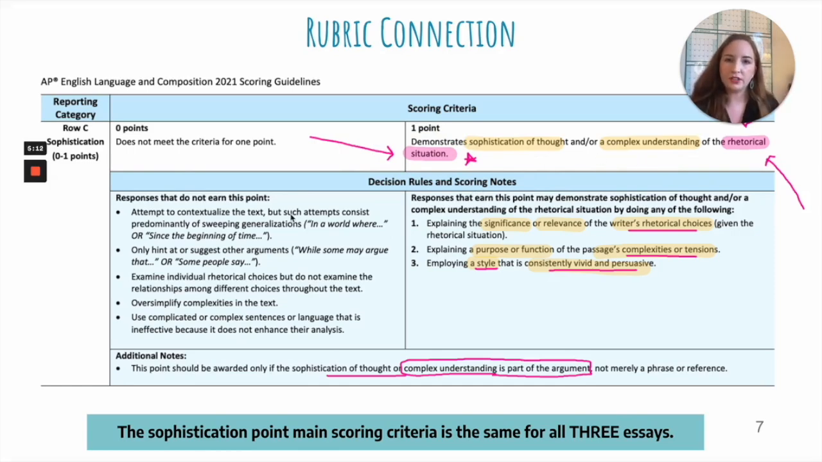More specific parts of the sophistication point include analyzing and explaining the significance and relevance of the writer's rhetorical choices, also explaining the purpose or function of the passage's tensions and complexities, and also employing a style that's consistently vivid and persuasive. And that's where employing rhetoric yourself comes in. We're not going to get into each one of these specifically, but remember that this scoring criteria is the same for each essay. The notes are a little bit different, but the main scoring criteria is the same.